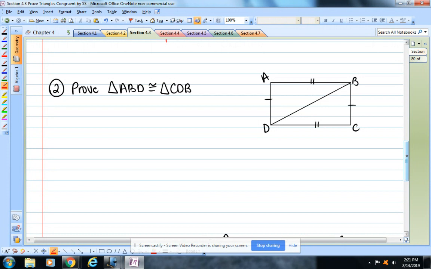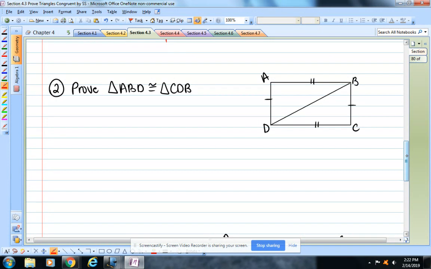All right, this one didn't give you a given in words, right? But they did give you a picture. Yes, and that picture has tick marks on it, which means what? Congruent segments. Right? A, B, C, D. And this says triangle ABD is congruent to CDB. There's not an angle O. It's okay.